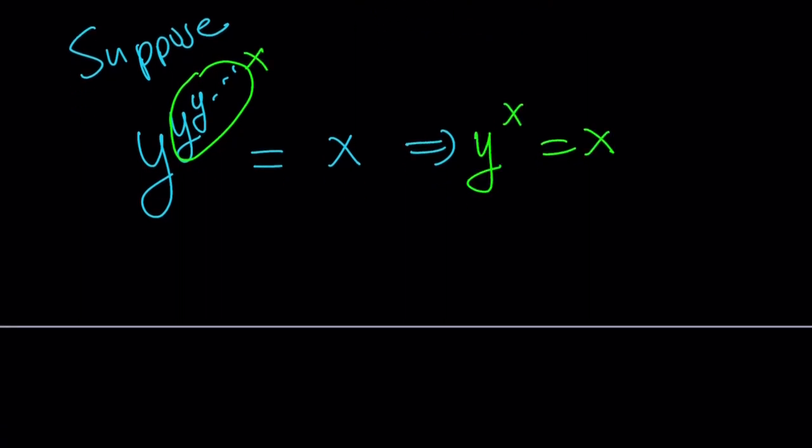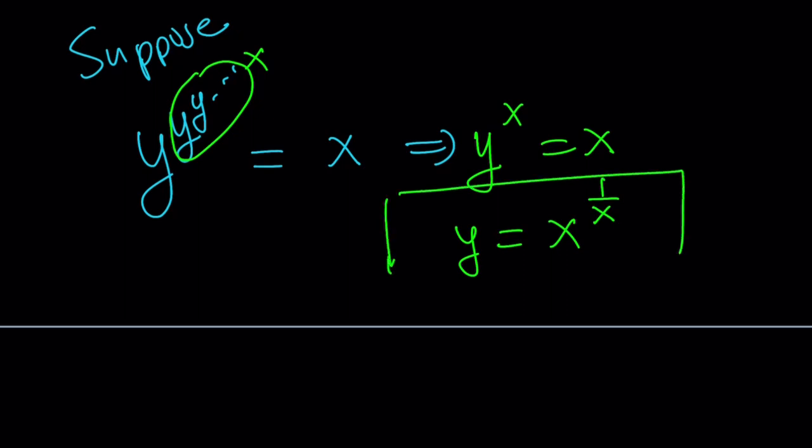And then since x does not equal 0, because that would kind of be meaningless, right? We can raise both sides to the power of 1 over x. So y would be x to the power 1 over x. Yes, this is the function I was looking for. So this is a really nice function. I'll show you the graph of it at the end.